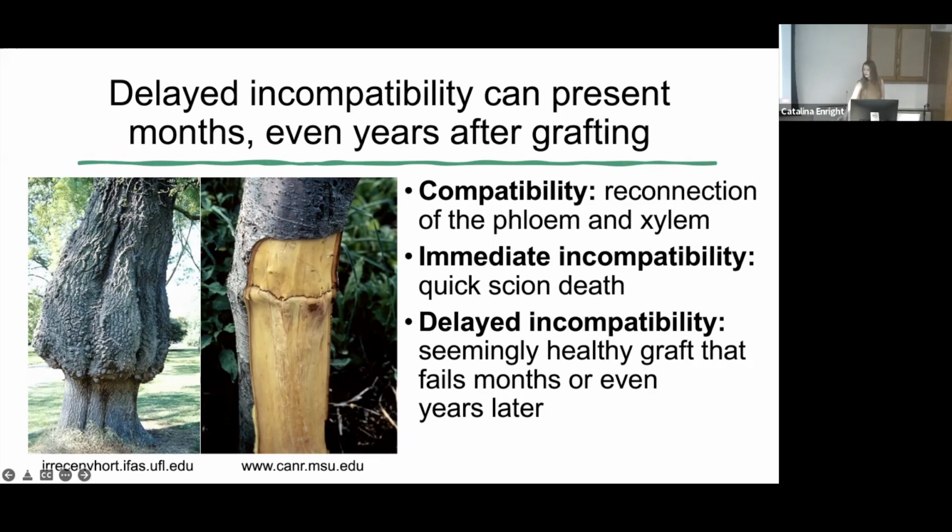Sometimes you can actually tell, like with this very unhappy woody plant. This is an overproliferated callus, likely due to pooling of photosynthates, or when the bark is peeled back, you'll see these demarcations where the xylem never healed.